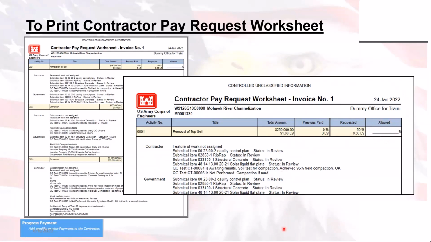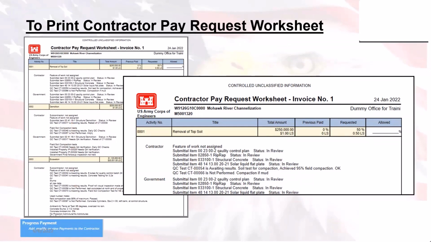Now, these pay activities can be linked to various numbers of items inside of RMS: submittals, QC tests, features of work. It takes a little bit of work to get this all set up, but once it is all set up, these reports can gather all that information together and put it on, for example, here, the pay request worksheet.